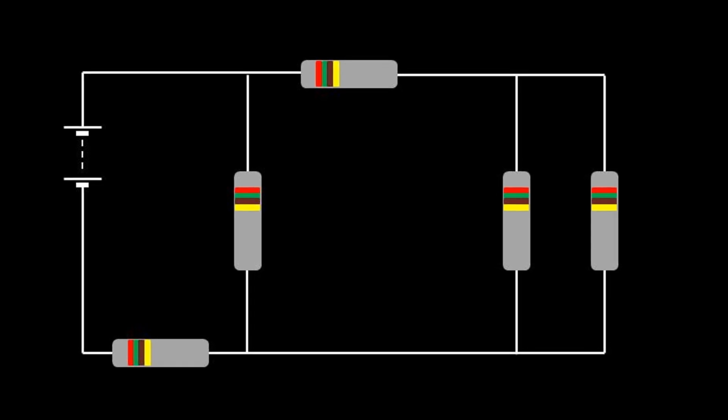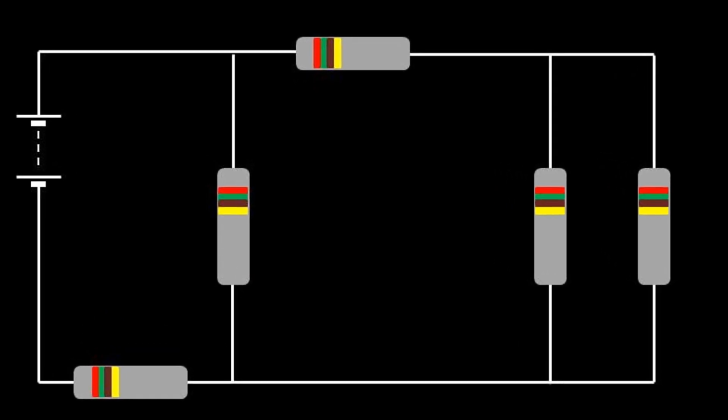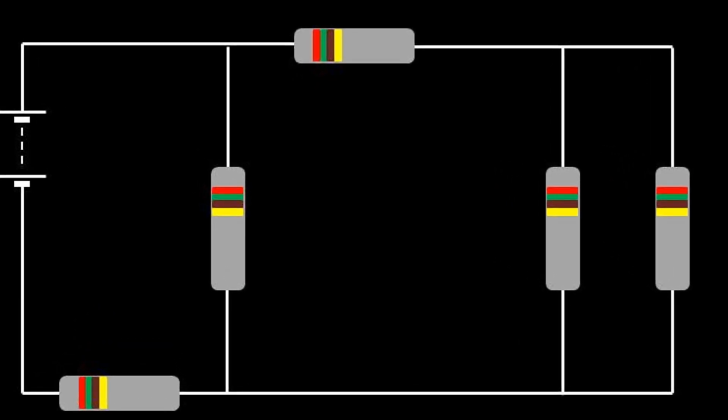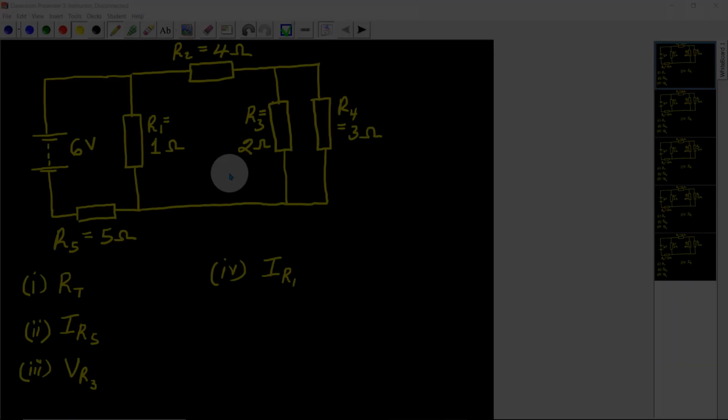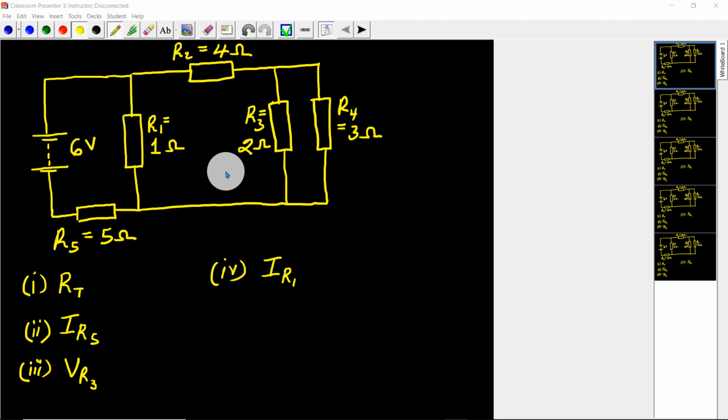Hello and welcome. In this video I'm going to deal with resistor networks. In resistor networks there are three physical quantities that we are always required to calculate: current, voltage and resistance. You could calculate any one of these from rules that concern the various circuits.